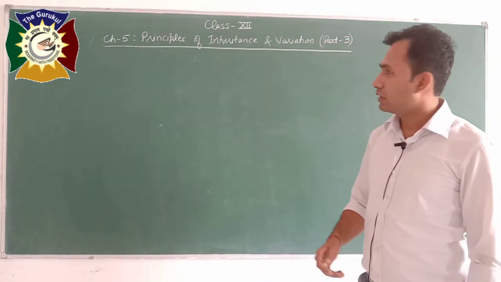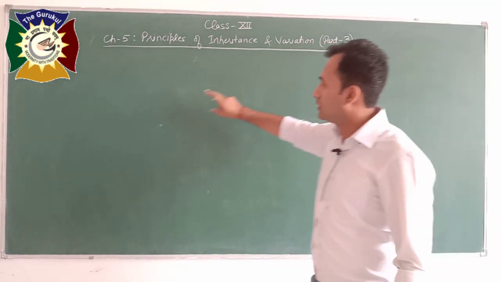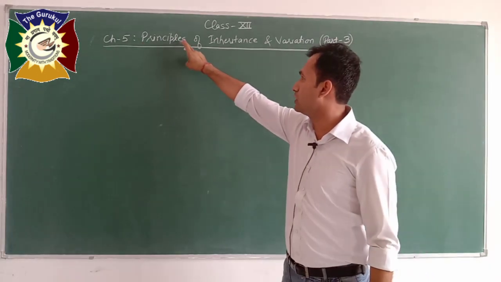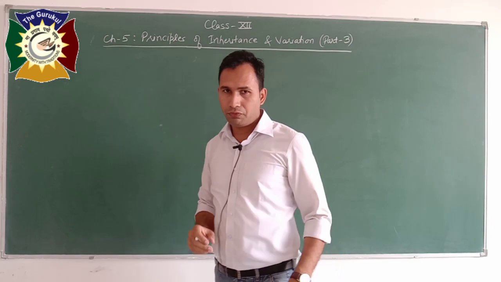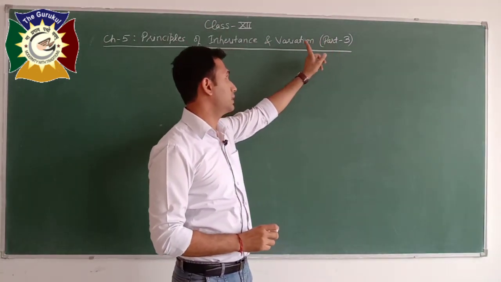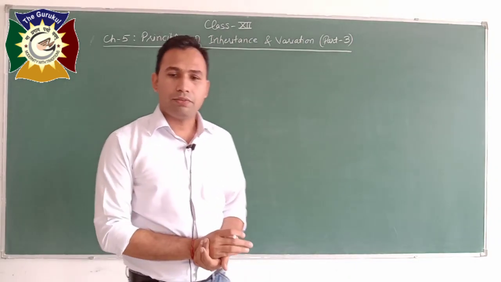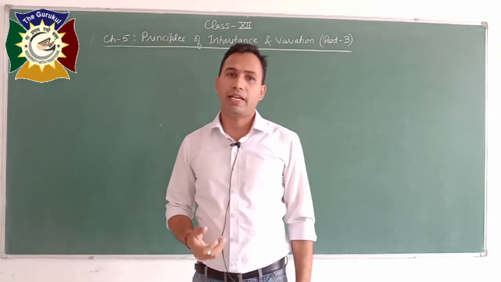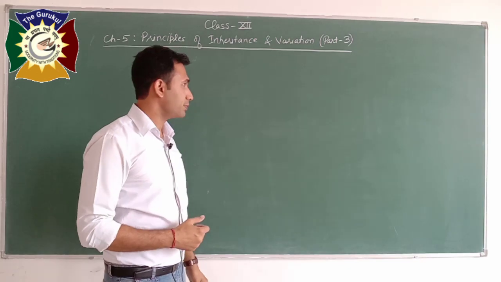This is the third video, that is part 3 of the chapter 5. The name of the chapter is Principle of Inheritance and Variation. So this is the 5th chapter of class 12th and the 3rd lecture of the same chapter. Till now we have done Mendel's laws, Mendel's monohybrid cross, Mendel's dihybrid cross, their phenotypic ratio, their genotypic ratio.